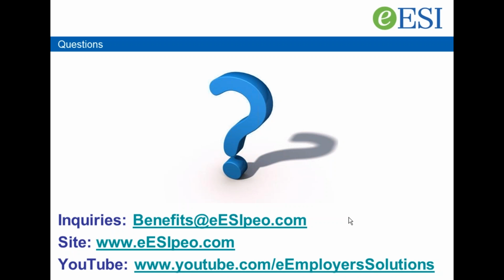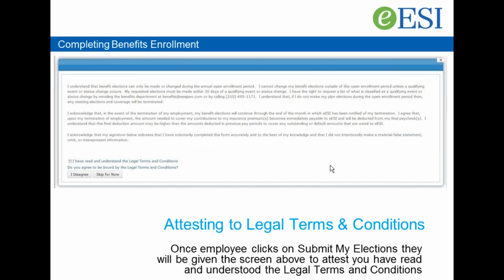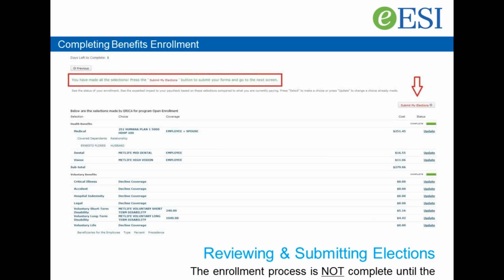Can you print your selections before you submit them? Yes, you can. When you are at the review and submit page, let me back up and show that to you. From here, all the employee has to do is press Control P or File and Print, and they can get a copy of that. And what we do also is, before an employee is enrolled, we send out via email benefit confirmation reports that will show the employee everything that they elected. We send those out prior to deductions being started and ask the employee to please review. And if they have any questions, to please reach out to us so that we can make changes before those deductions start happening.